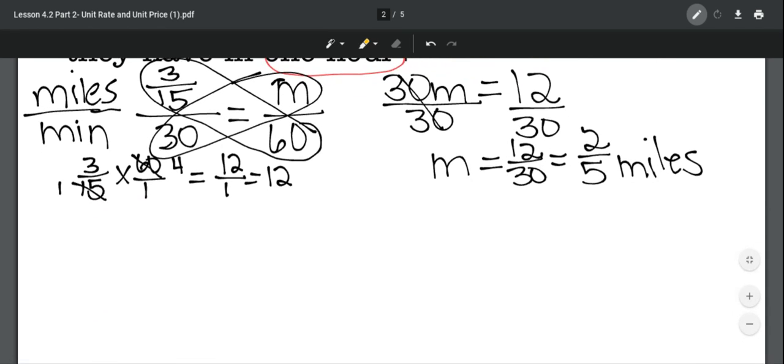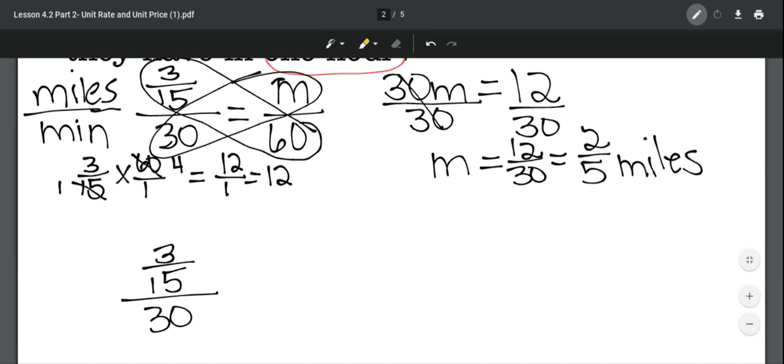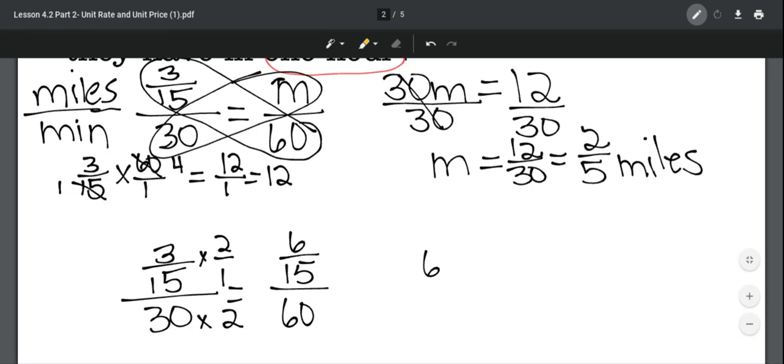Another way we could have done this is by comparing 3/15 to 30 minutes and asking ourselves, well, in 1 hour, that is double the amount of time. So we could have multiplied 3/15 by 2 to give us 6/15 in 1 hour. 6/15 again would reduce by dividing both the numerator and denominator by 3 to 2/5 miles.